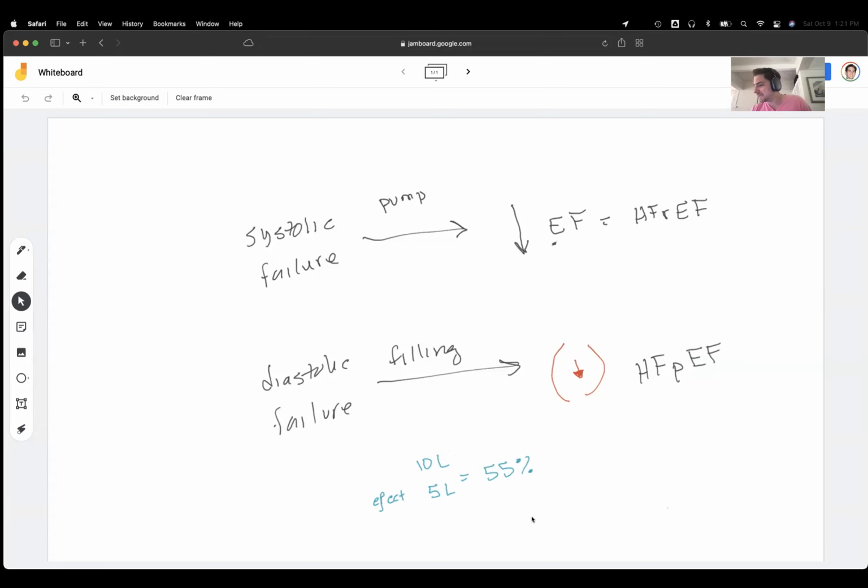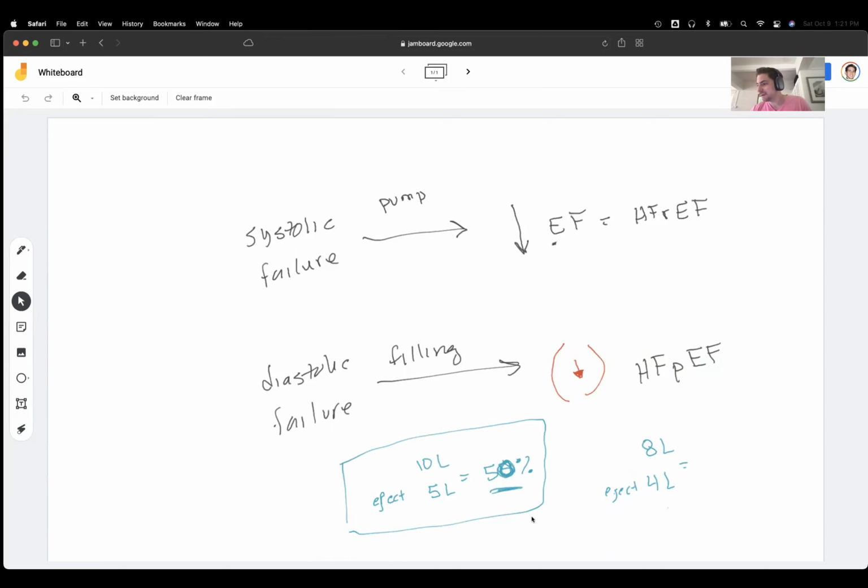Now, if we had a diastolic failure, let's say the heart was only able to fill with 8 liters. And of that 8 liters, you were able to eject 4 liters. Well, sorry, this would be 50%, right? 10 of 5, you get it. So let's go back. Before you had heart failure, you had 10 liters in your heart and you ejected 5, an ejection fraction of 50%.